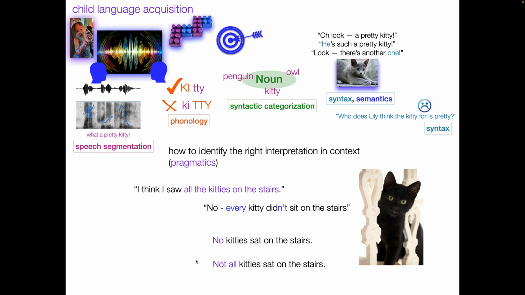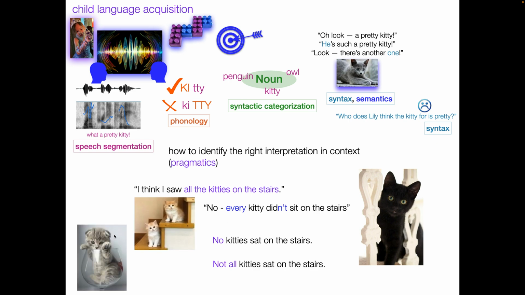The other one is that not all the kitties sat on the stairs, right? Given this context, I think I saw the kitties on their stairs. There's an expectation that they were all on the stairs, and someone says, no, every kitty didn't. So that's one piece of information. Another piece of information is just your world knowledge looking around, and you say, hey, some kitties are on the stairs, some kitties are not, and we like to say things that are true in conversation.